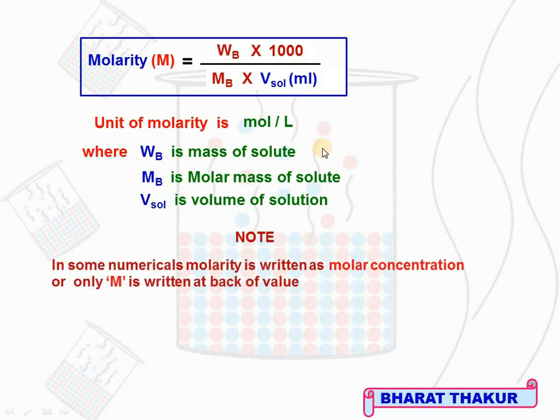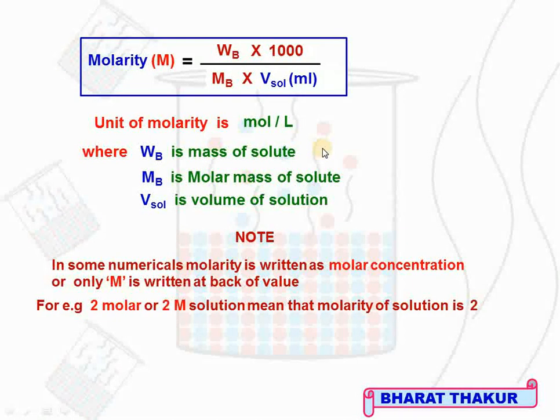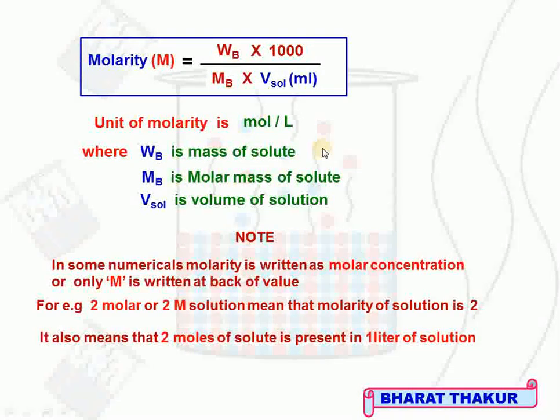So, important point. In some numerical, molarity is also written as molar concentration or only capital M is written at the back of the value. For example, 2 molar or 2 capital M solution means that molarity of the solution is 2. We should interpret that this value is given for the molarity. It also means that 2 moles of solute are present in 1 liter of solution.